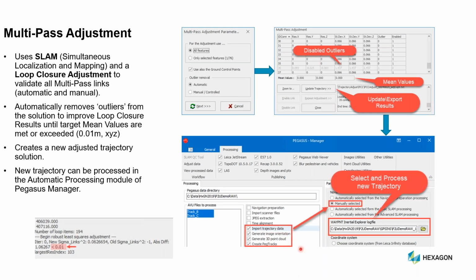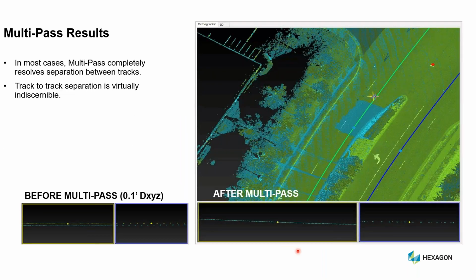So when we run this part of our workflow and go back and review our results, you can see that before multipass, before this trajectory adjustment, we had about 1/10 of separation from track to track. Okay, our relative accuracy was off. But if you look at the animation here on the right, you can see that after multipass, we've closed that up. We've resolved our vertical and horizontal separation.